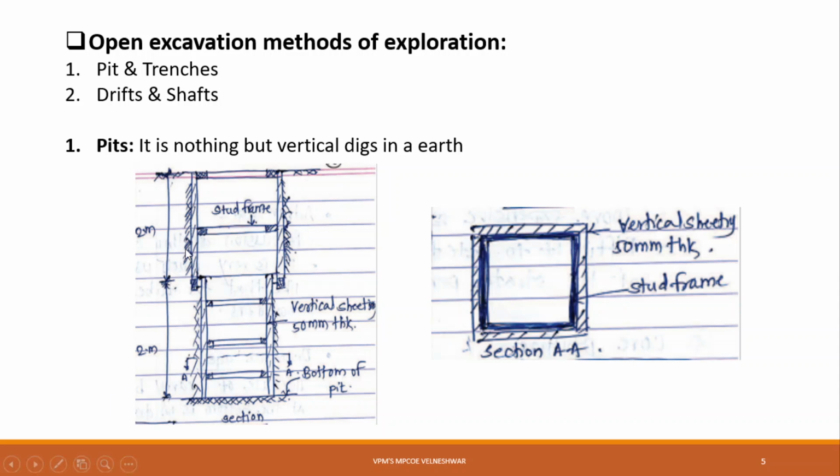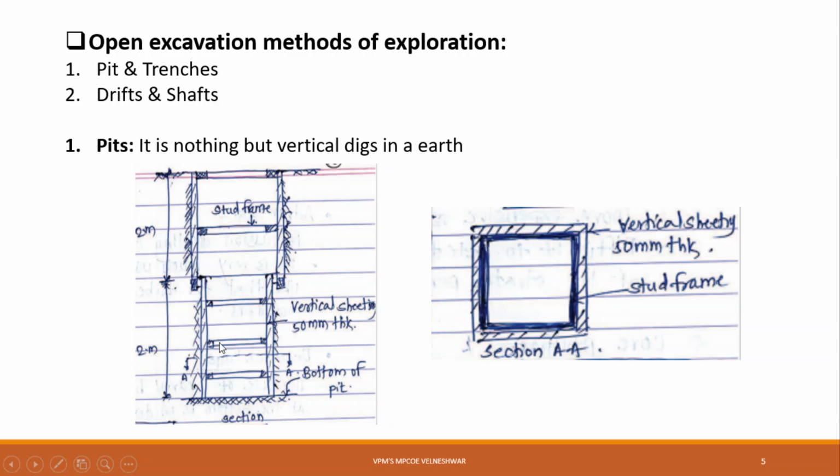So see here, if you are going more than 3 meter depth, or there is a groundwater table in between in your pit and you have to go below that groundwater table, then there is a chance of the material sliding inside your pit. And to avoid that you have to provide lateral supports to the pit, in the form of studs and sheets. So this is the section AA.